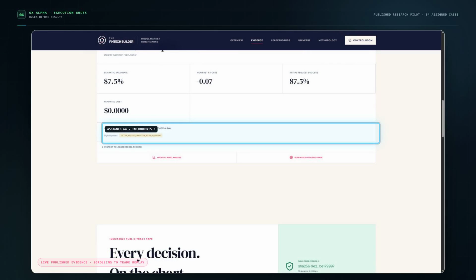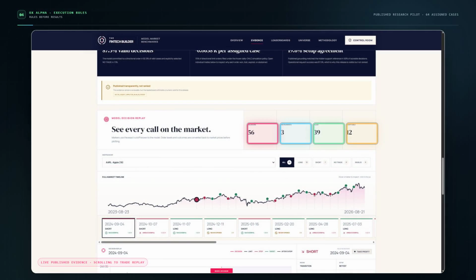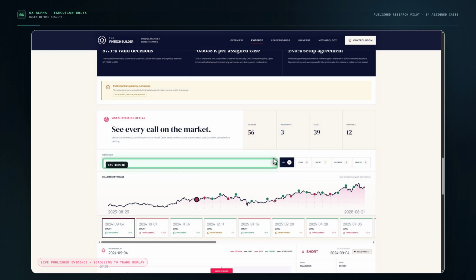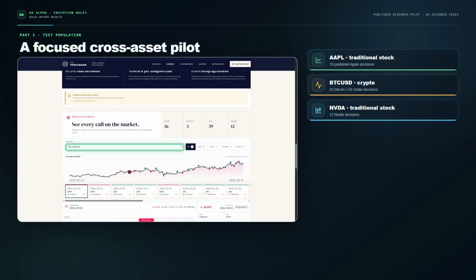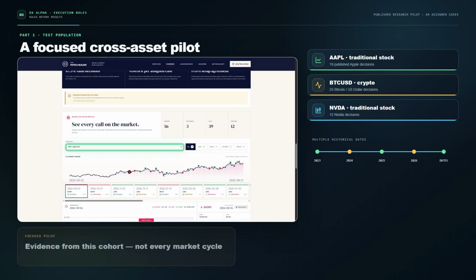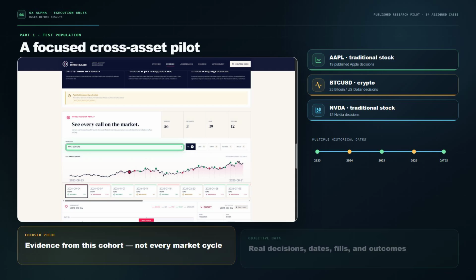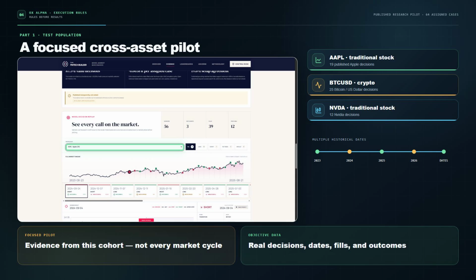In this research pilot, we tested 64 distinct trading setups across three major instruments: Apple, Bitcoin, and Nvidia. This gives us a healthy mix of both traditional stocks and crypto across multiple historical market dates, rather than just one cherry-picked chart. Now, keep in mind, this is a pilot. It's not meant to make sweeping claims about every market cycle, but it gives us real, objective data on how the model performs.